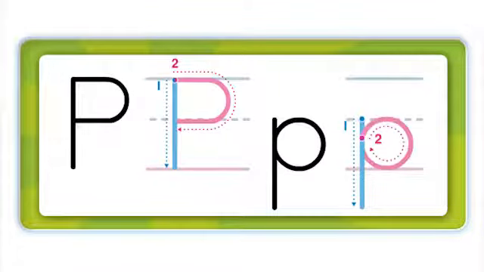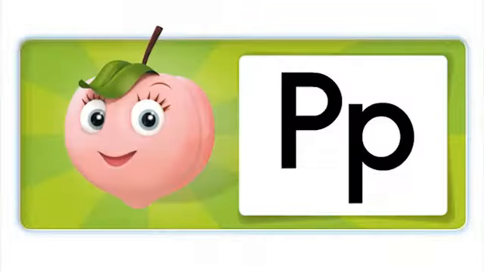1, 2, 1, 2. P, P, pink peach. P, P, pink peach. What's the beginning sound? P. What letter is this? P.